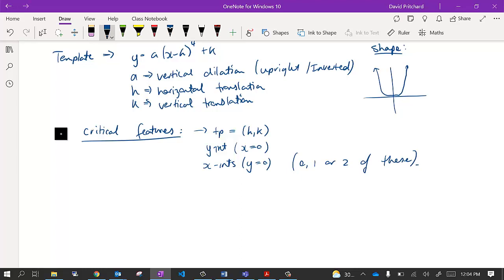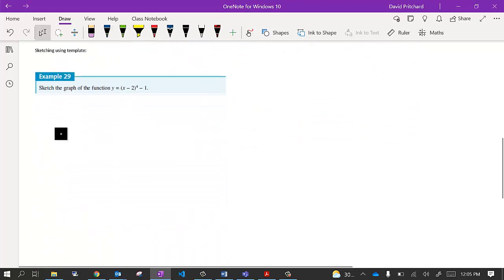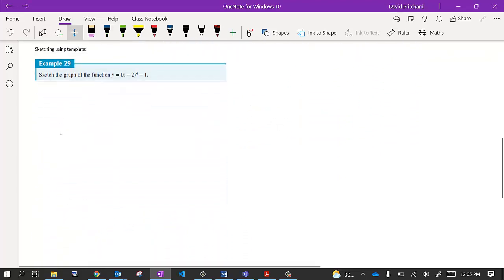It will also have an axis of symmetry, but there's no need for you to deal with this. So the axis of symmetry is x is equal to h. All right, so this point here, (h, k), is obviously very important. And then, like always, we calculate the x-intercepts and the y-intercept. So now we'll look at an example, and we'll look at sketching using the template.